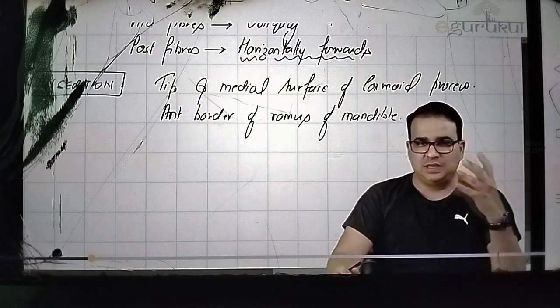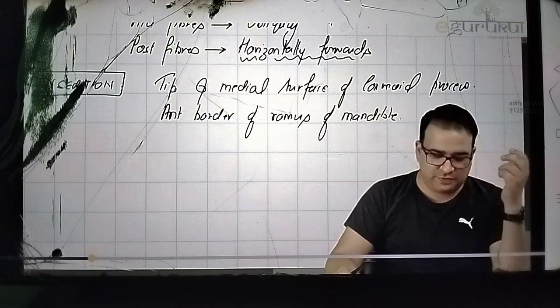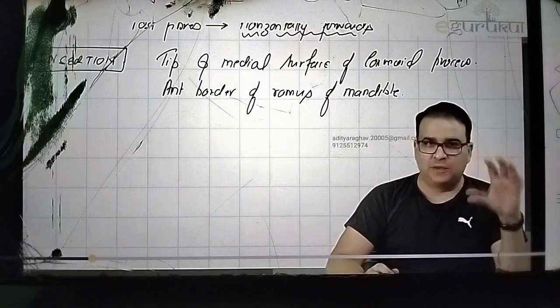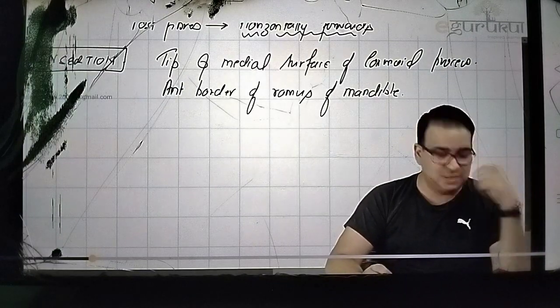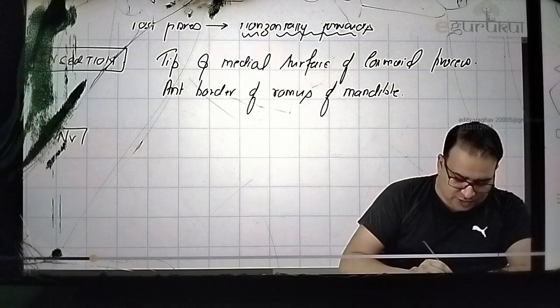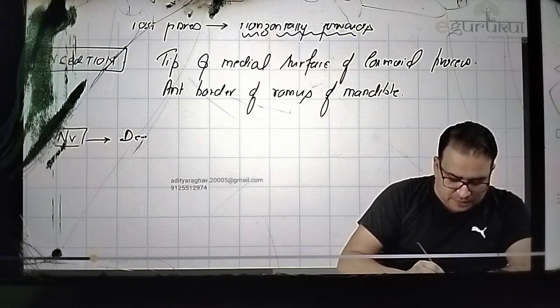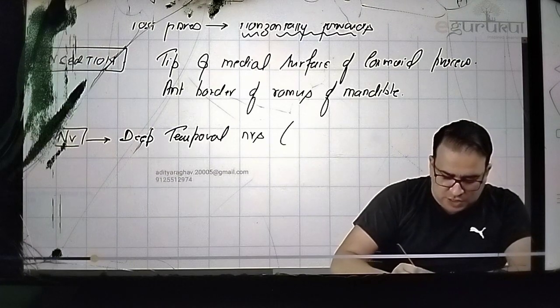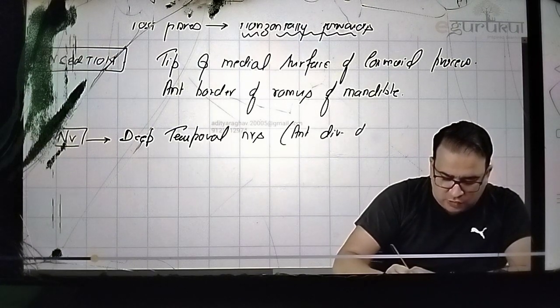You have to see these pictures, otherwise you will forget these attachments, the detailed attachments. Because if it is a question, you have to write it in detail. Tip and the medial surface of the coronoid process and anterior border of the ramus of mandible. So that's the origin, the direction, and the insertion. Okay. Nerve supply. Before I go to the action, nerve supply. We all know it is the deep temporal nerves, which come from the anterior division of the mandibular nerve.